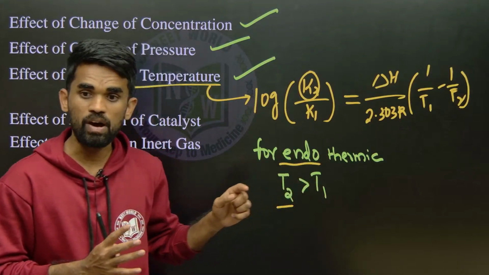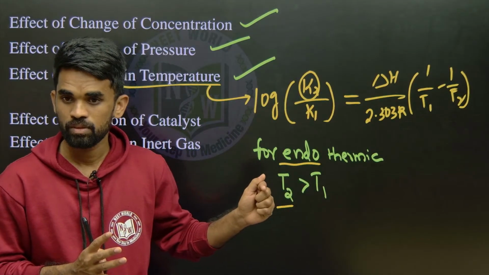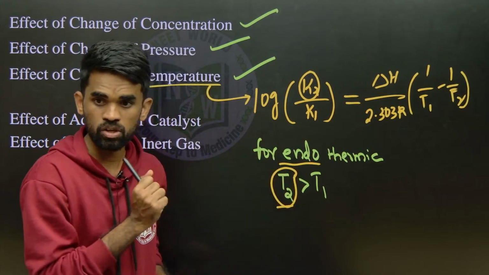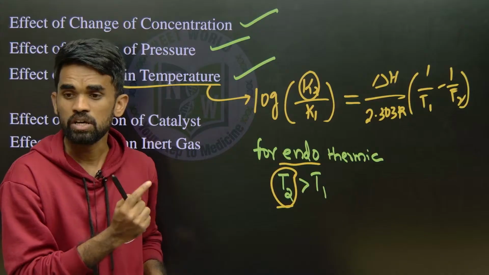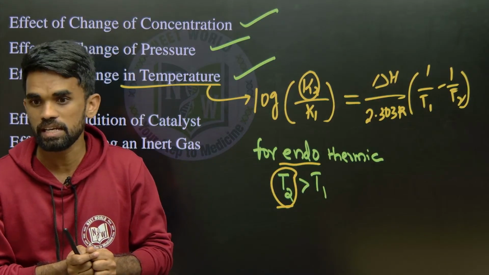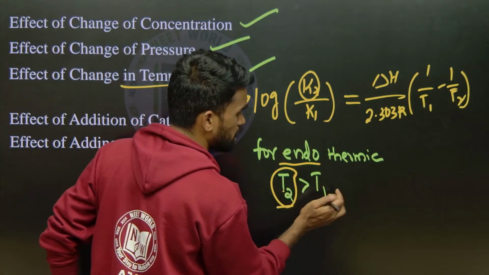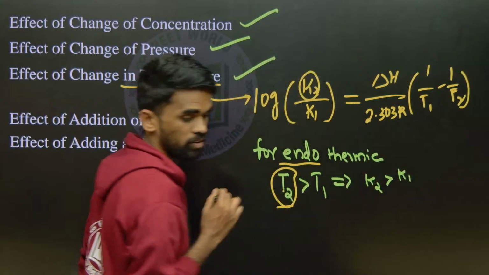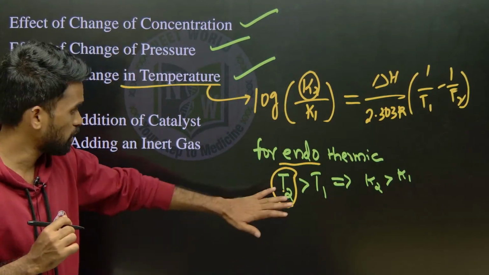Endothermic forward reactions are favored by an increase in temperature. So the final temperature is greater, so the forward reaction is favored. Forward reaction favored means its equilibrium constant value increases. So if T2 is greater than T1, I can say K2 will be greater than K1. Are you getting what I am saying here?